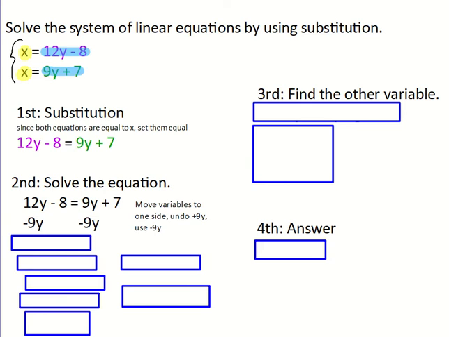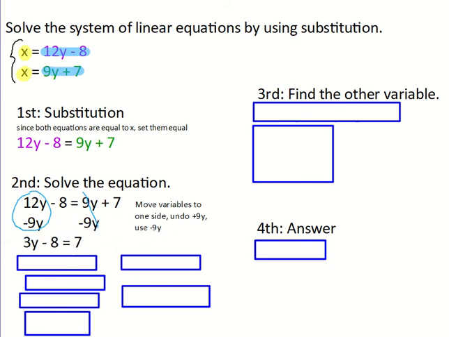On the right-hand side, 9y minus 9y cancels because they add up to 0, so we're left with just a 7. On the other side, you have to do some subtraction. 12y minus 9y, remember, just subtract your coefficients. 12 minus 9 is 3, so it's 3y. So we're going to have 3y, bring down that minus 8, and then there's your equal 7.